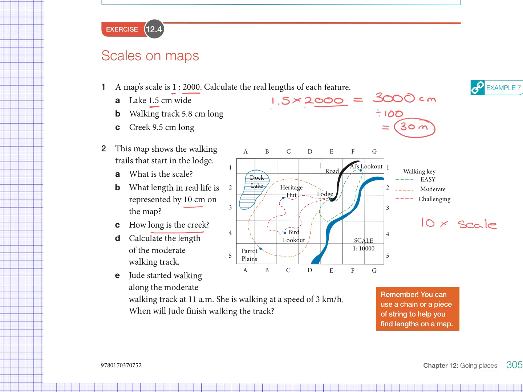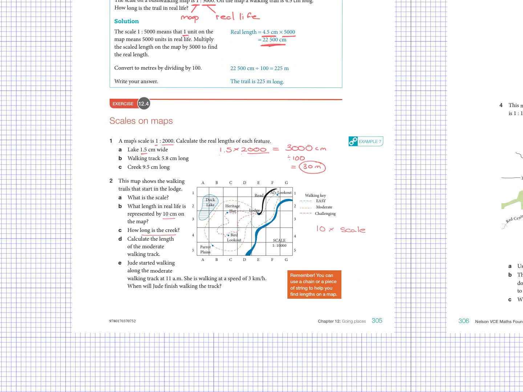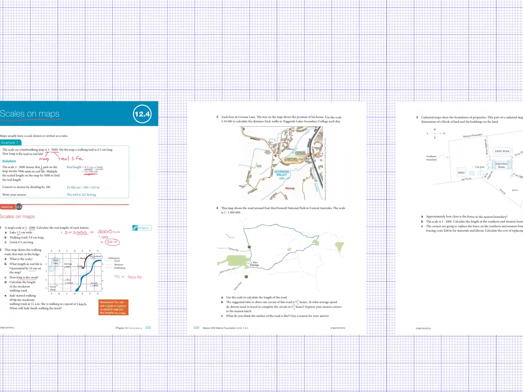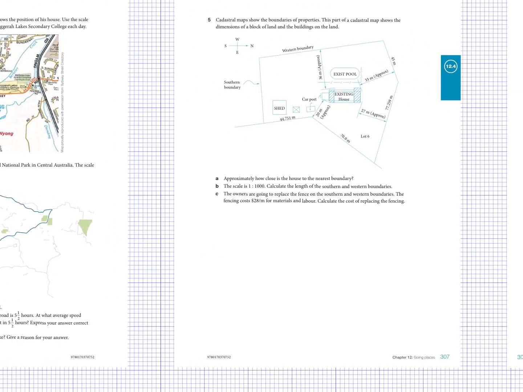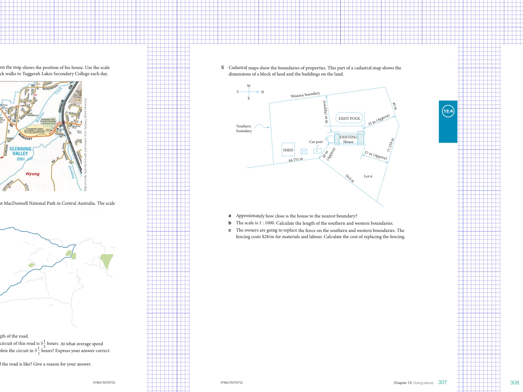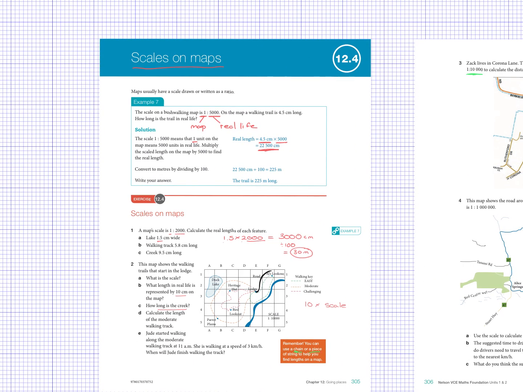All right, so to do this, you could use a chain or a piece of string on the piece of paper to help you, or you can estimate it by moving your finger or pen along the picture as you count the centimeters. All right, and then we just have a few other collections of maps with different scales and measurements taken from them. All right, so remember, to calculate the length in real life, we multiply the map measurement by scale, and that tells us the real life measurement.